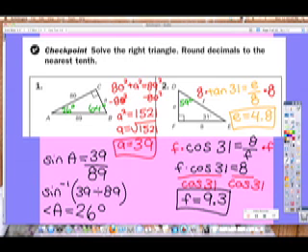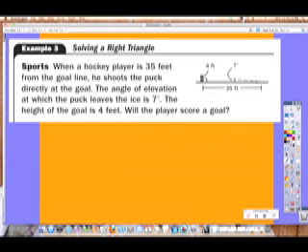Okay, so he shoots it at a 7-degree angle, right? That's the angle of elevation. How tall is the goal? How many think he'll make it if he shoots it at an angle of 7 degrees? How many think he's not going to make it? No? Okay, there's a way to figure it out using trig functions. That's what we've been talking about.